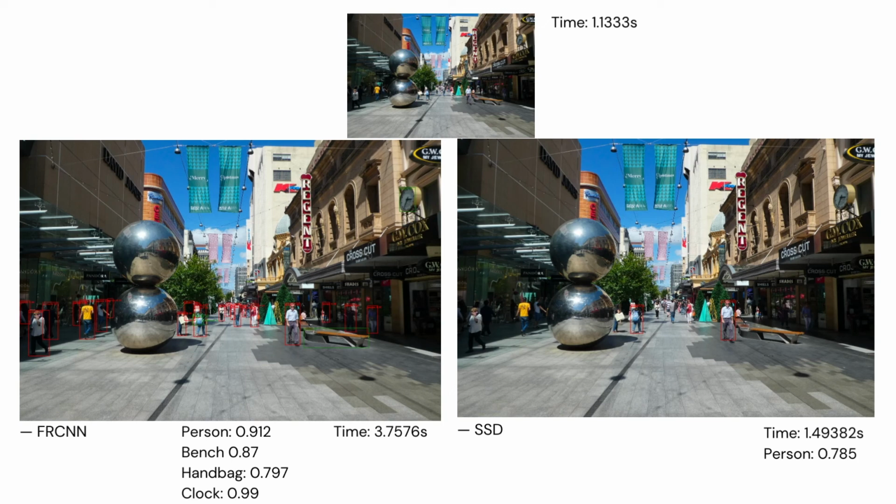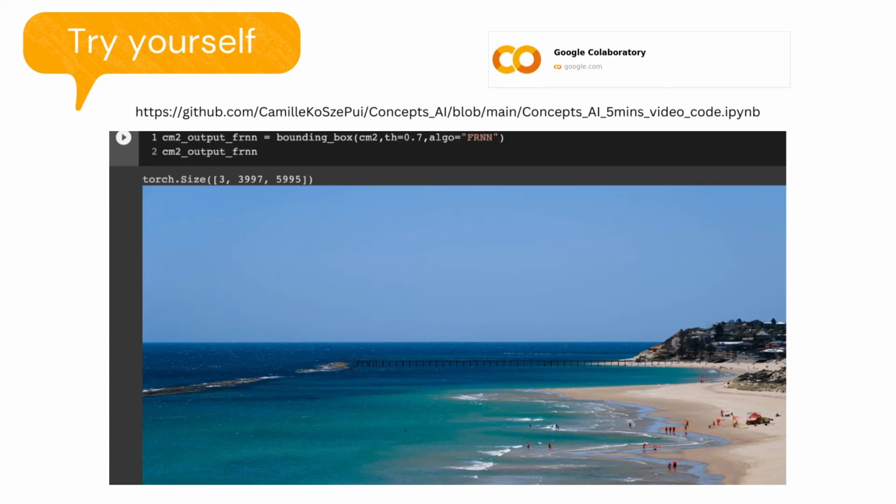Again, putting the result from each model side by side, Faster RCNN detects many classes. It detects the class person with a very high average confidence score of 0.912. Benches, handbags, and clock are also being detected, but the time is long though. It takes almost twice the amount SSD would take, but SSD is only able to detect person with 0.785. Isn't the experiment interesting? I've put the link to the code. Feel free to try out more images.